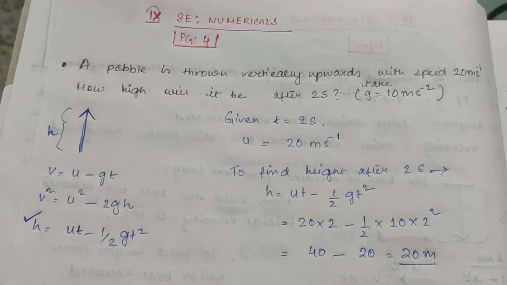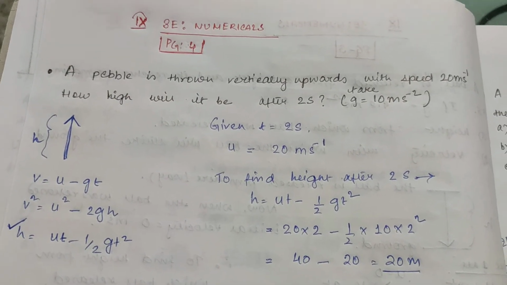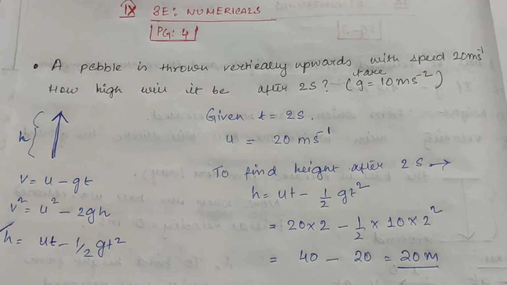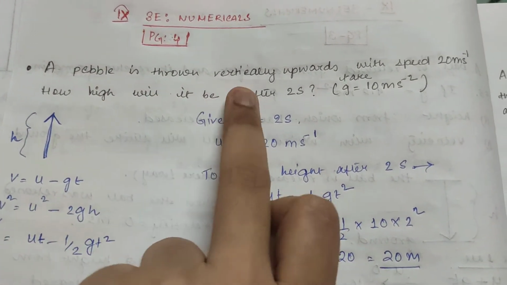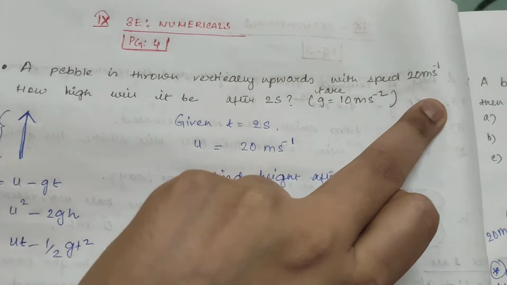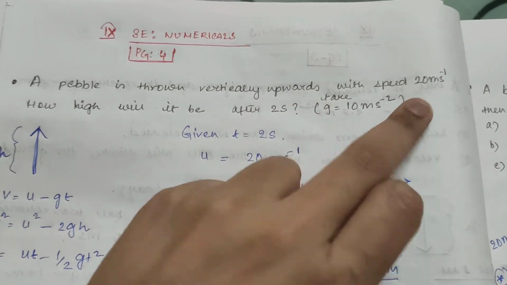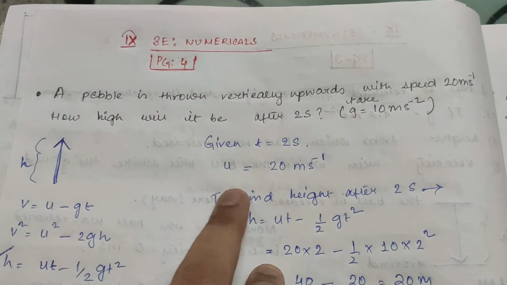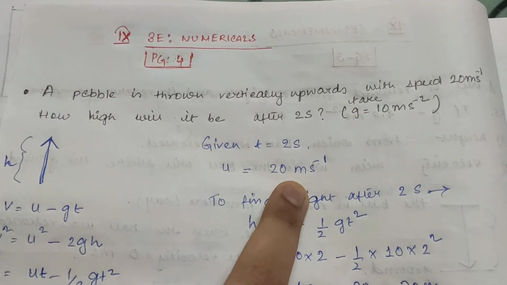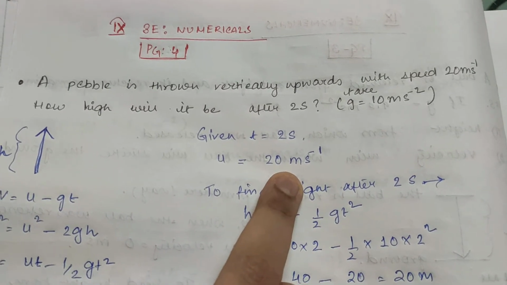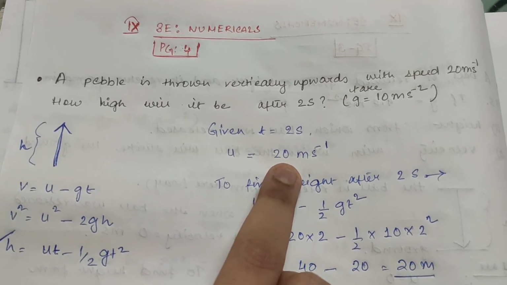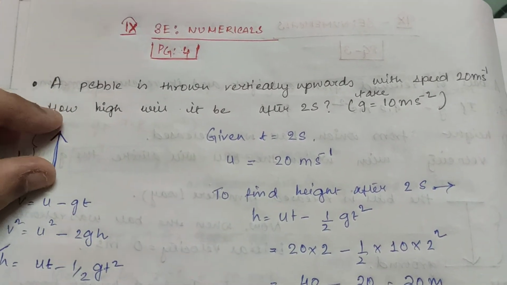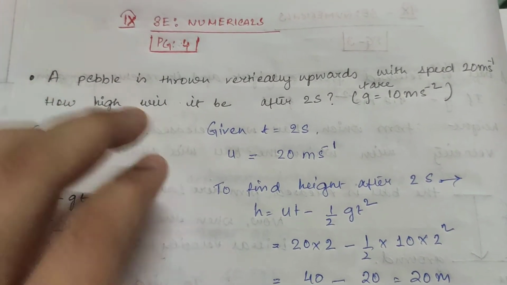Now let's do sums which are involving bodies thrown upwards. Let's see this one. A pebble is thrown vertically upwards with a speed of 20 meters per second. So I am throwing a pebble upwards. So what is the velocity which is given? Initial velocity, because I am throwing the stone or pebble with this velocity, isn't it? And time is given, 2 seconds. So you have to find how much is the height travelled by the pebble after 2 seconds.